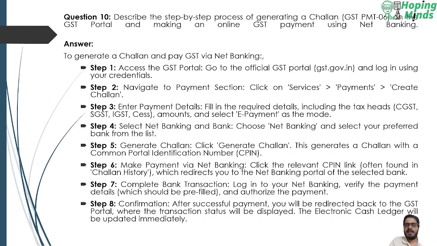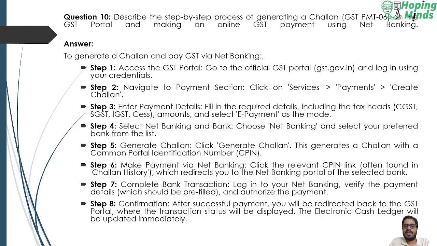Then we have to select net banking and choose the bank. We have to select either the preferred bank or the bank name from the drop down list. Then we have to generate the challan by clicking on the generate challan option. This will generate a challan with a common portal identification number, in short called CPIN. Then we have to make the payment via net banking. We have to click the relevant CPIN link, which redirects us to the net banking portal of the selected bank.